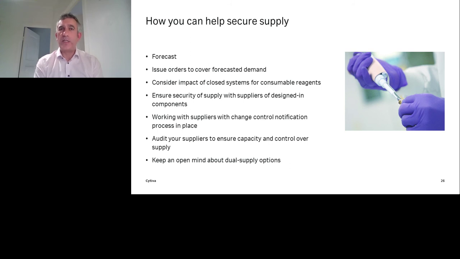And then when it comes to designing components, we strongly advise customers to take a hard look at the security of supply measures that those vendors are taking. It's also important to work with suppliers that have strong change control notification processes in place, and this needs to be replicated at N-1 and N-2 levels of supply to ensure that consistency of supply can be maintained. It's important to have a robust supplier audit process in place as part of a way of keeping control over supply. And despite the change control burden, it's important to keep an open mind about the possibilities of dual supply options.